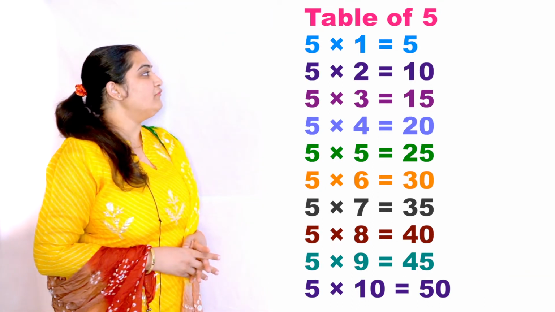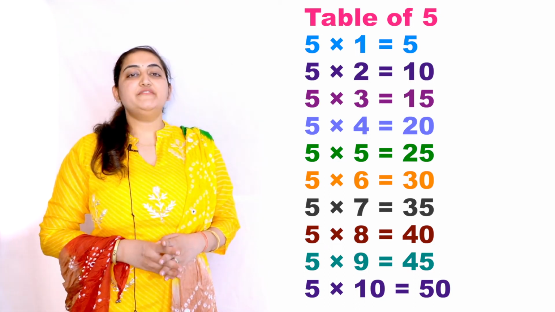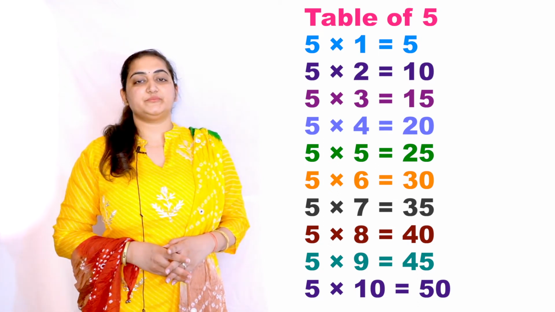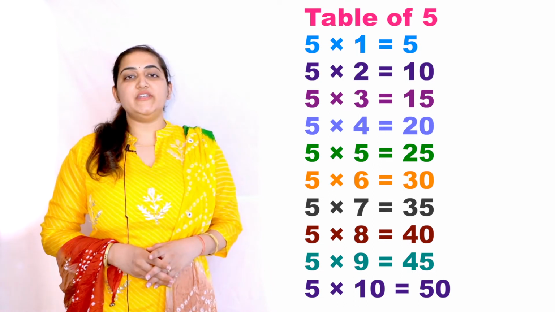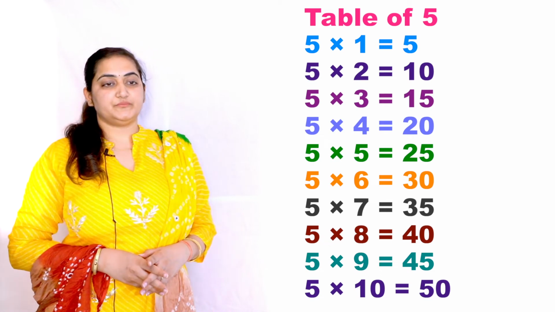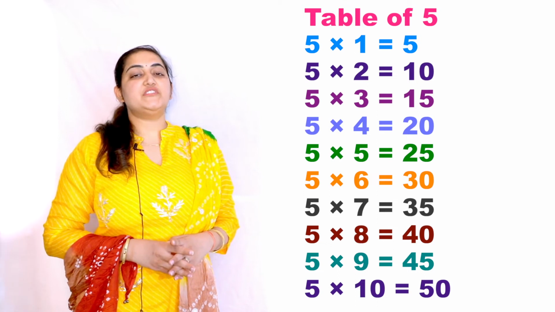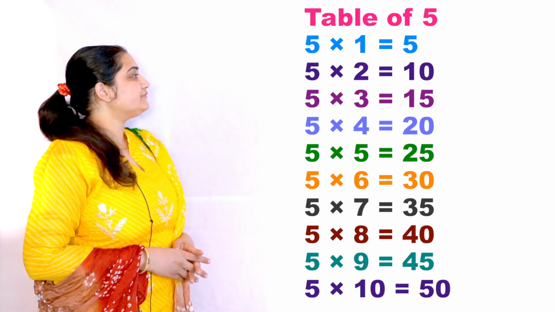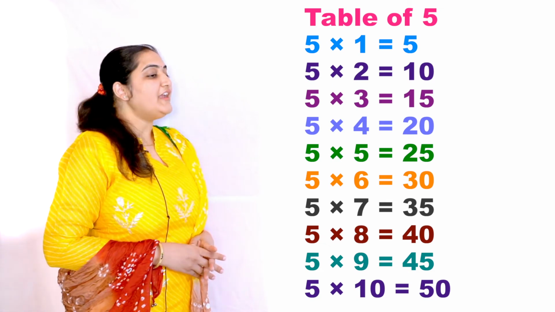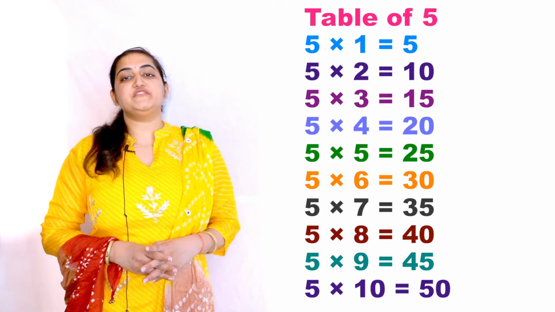अब नेक्स्ट लर्न करेंगे हम 5 का टेबल। 5 1s are 5, 5 2s are 10, 5 3s are 15, 5 4s are 20, 5 5s are 25, 5 6s are 30, 5 7s are 35, 5 8s are 40, 5 9s are 45, 5 10s are 50.